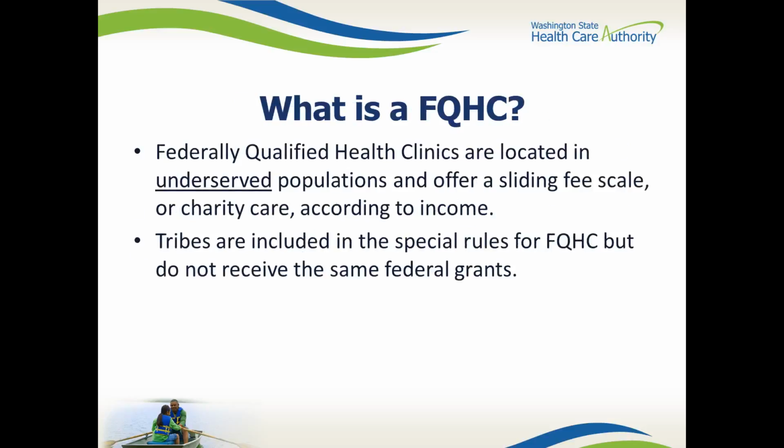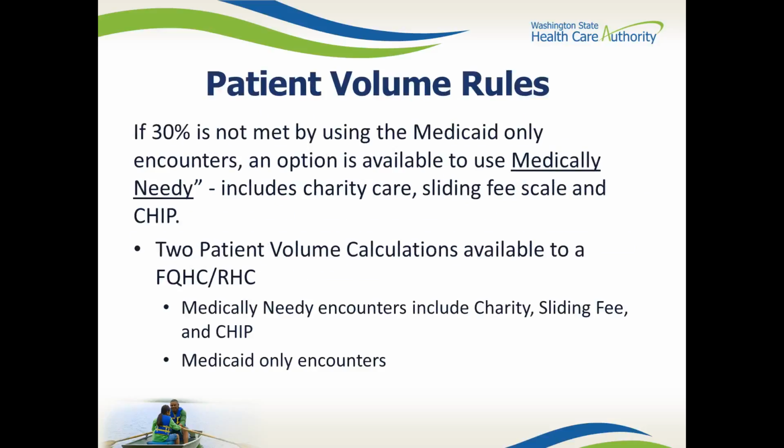What is an FQHC? Federally qualified health clinics are located in underserved populations and offer a sliding fee scale or charity care according to income. Tribes are included in the special rules for FQHC, but do not receive the same federal grants. CMS has made it a little easier for tribes to qualify due to the charitable care they give. If you don't meet 30% by using the Medicaid-only encounters, you have the option to use medically needy option. This includes charity care, sliding fee scale, and CHIP.